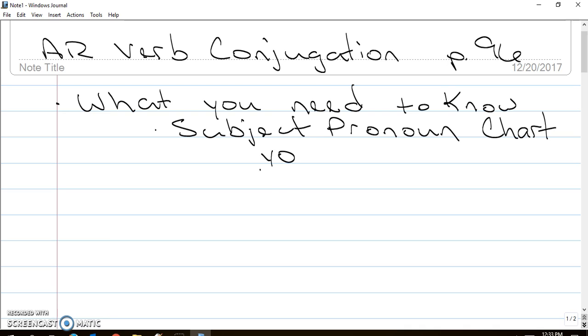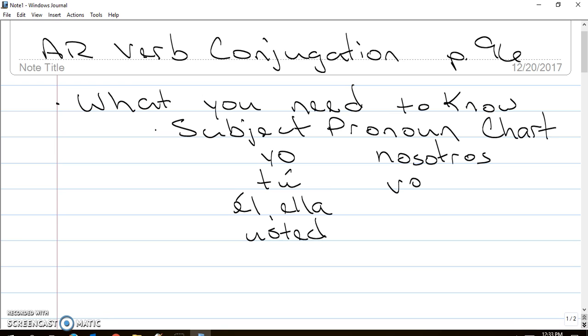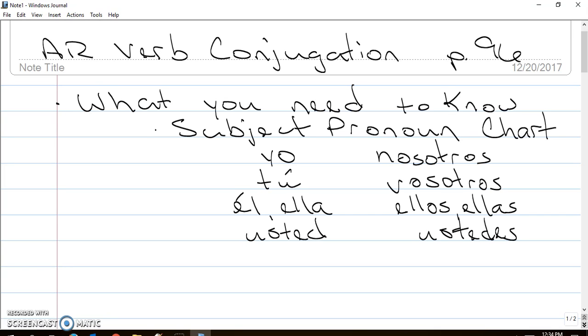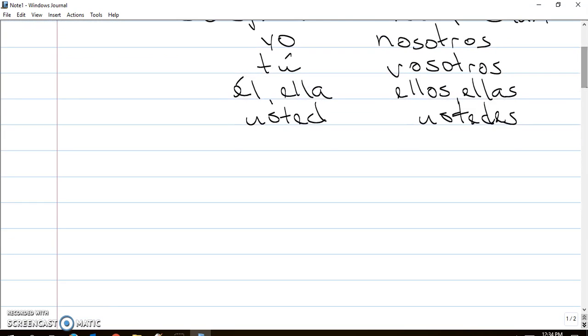So the subject pronoun chart is yo, tú, él, ella, usted, nosotros or nosotras, vosotros or vosotras, and ellos, ellas, and ustedes. Good thing about these subject pronouns, as we've spoken before, these 10 words can take the place of any subject you could possibly ever use. That is human, by the way.